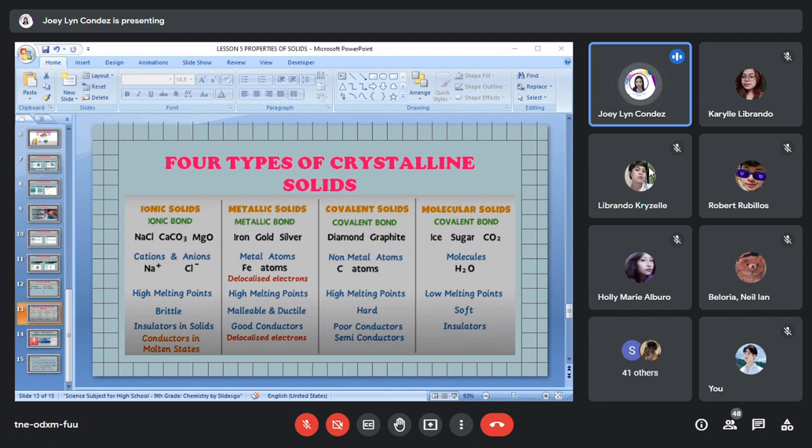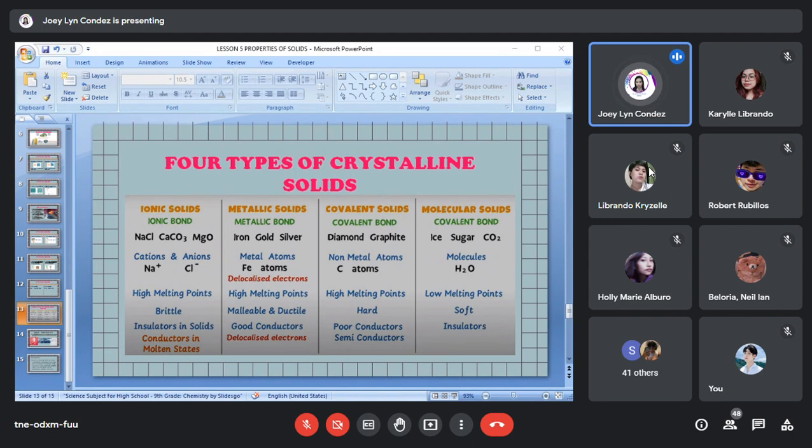We also have here covalent solids. The force acting on it is covalent bond. Examples, we have diamond and graphite. These solids are made up of non-metal atoms, for example, carbon atoms. Diamond is made up of carbon. Graphite as well is made up of carbon. Okay? So they are covalent solids. For metallic, metal. Covalent, non-metal. Ionic, both metal and non-metal.